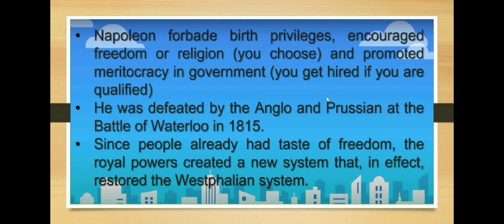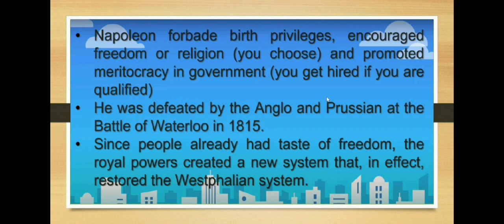So, Napoleon forbade birth privileges, encouraged freedom of religion. So, kay Napoleon din, free ka mamili kung ano ang gusto mo maging relihiyon. Maging Catholicism ka ba or Protestantism ka ba? You are free, hindi na kailangan mag-away-away. And pwede ka rin magtrabaho sa government as long as qualified ka. But then, si Napoleon, he was defeated by Anglo and Prussian armies at the Battle of Waterloo in 1850.